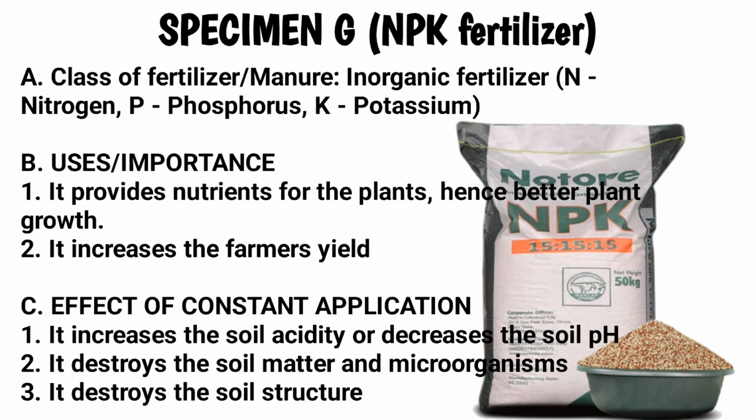Then when we ask for the effect, this inorganic fertilizer has some effects or some disadvantages. The effect of constant application is that it increases the soil acidity, or it decreases the soil pH. Secondly, this fertilizer destroys soil matter and microorganisms, because remember it increases the soil acidity, and when the soil becomes too acidic, certain organisms cannot survive in this acidic medium. Hence, these microorganisms die. Also, it destroys the soil structure.